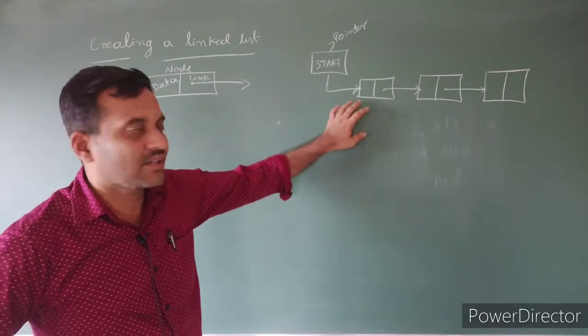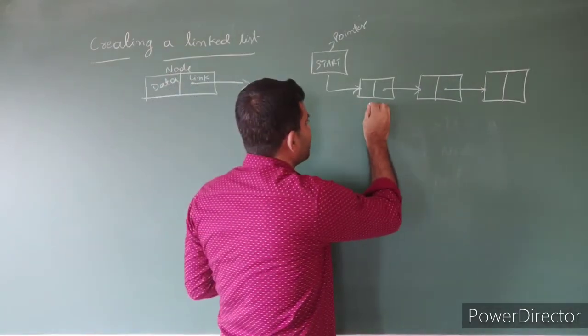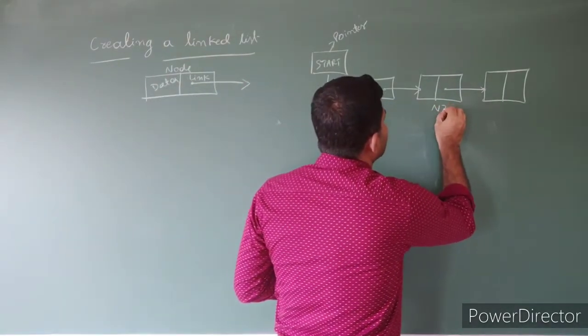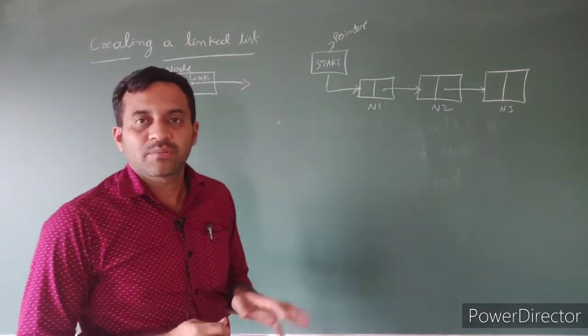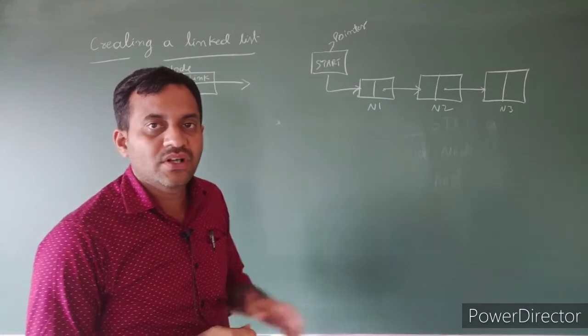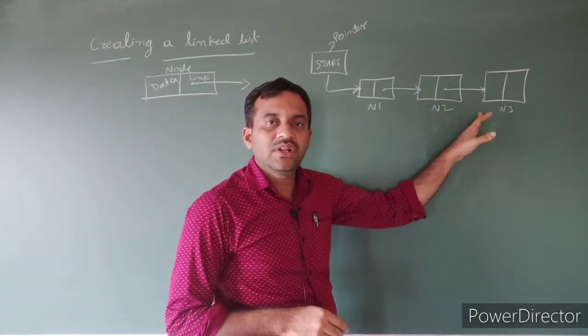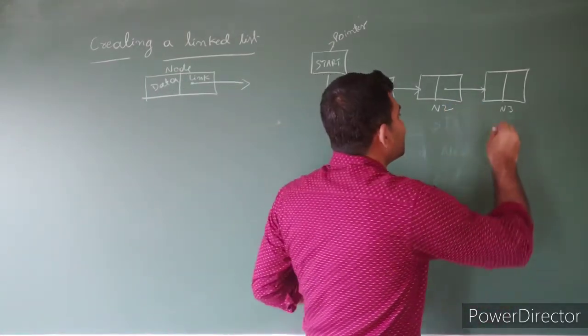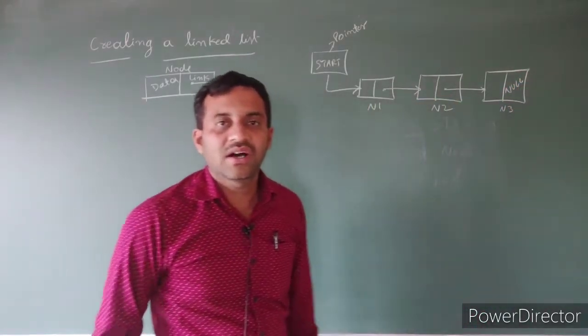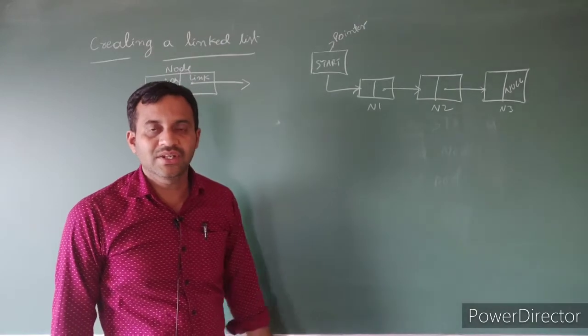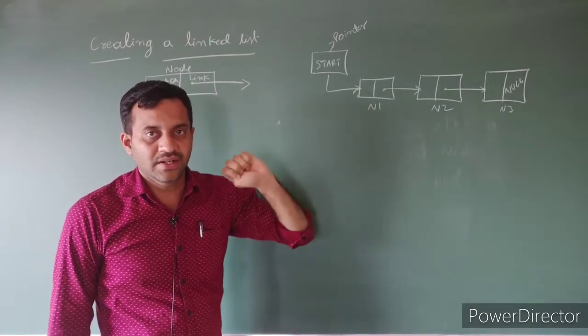It stores the address of the first node. Say here the first node is n1, then n2, then n3. Start is a pointer that stores the address of the first node. Then the link part of the last node stores the null value. That is the end of a linked list.